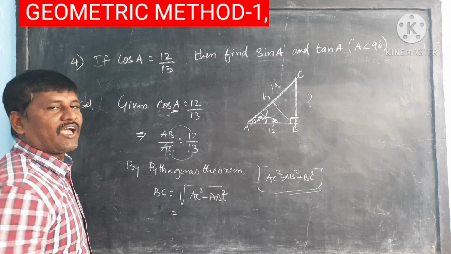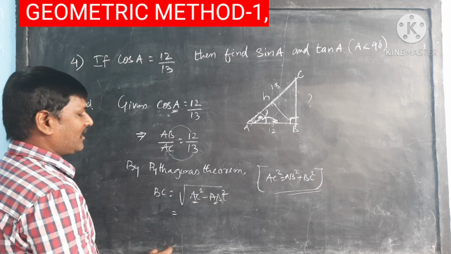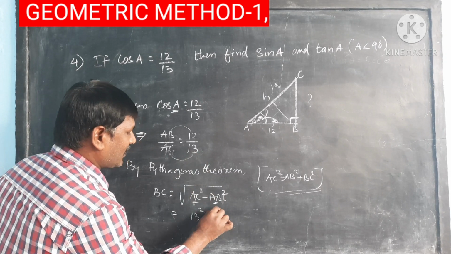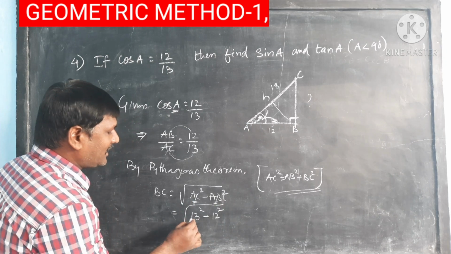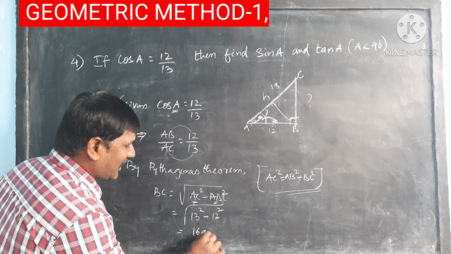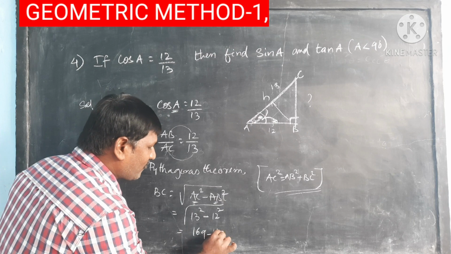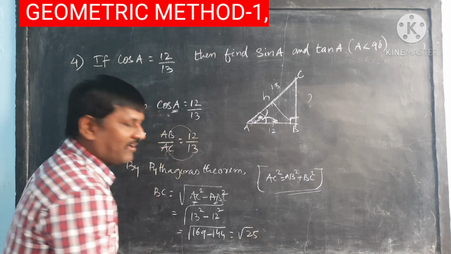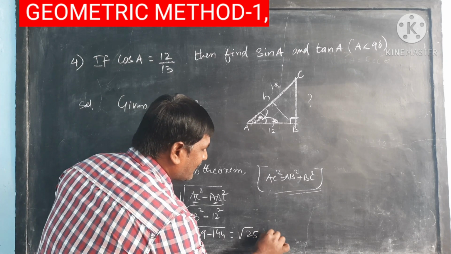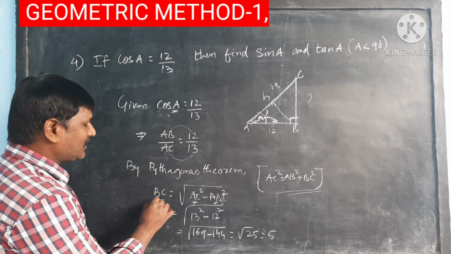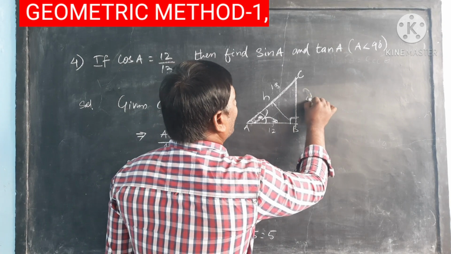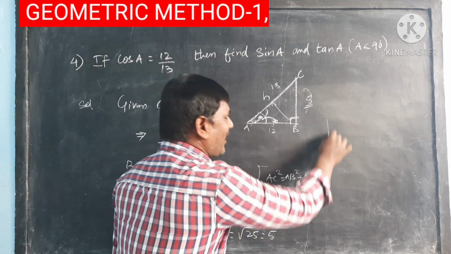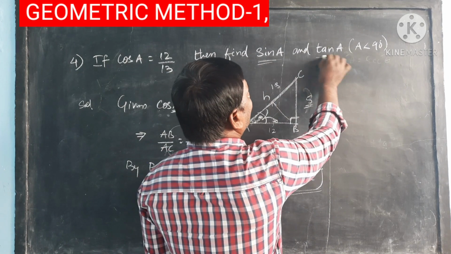Now substitute the values of AC and AB. So BC is equal to the square root of 13 square minus 12 square. We can write 13 square as 169 and 12 square as 144. Now subtract, we get the square root of 25, that means the square root of 25 is equal to 5. The value of BC is equal to 5. So we need to find the values of sin A and tan A.